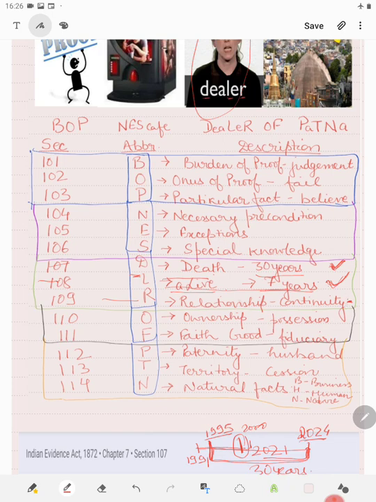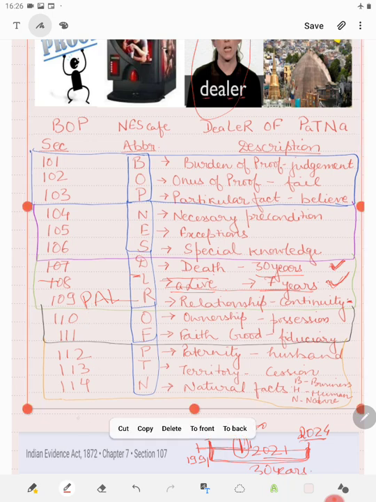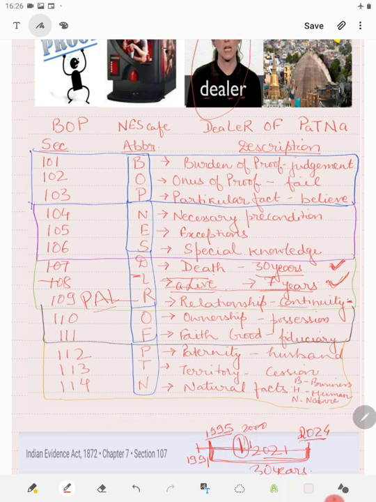Then, if there is a relationship of the nature of principal and agent, partnership, or landlord and tenant, then once this relationship is proved, the court will presume the continuity of the relationship, and a person who claims that this relationship has come to an end will have the burden of proving it. So, as we have seen, section 101 to 109, and in the next we will see section 110 and section 111 and 111A.